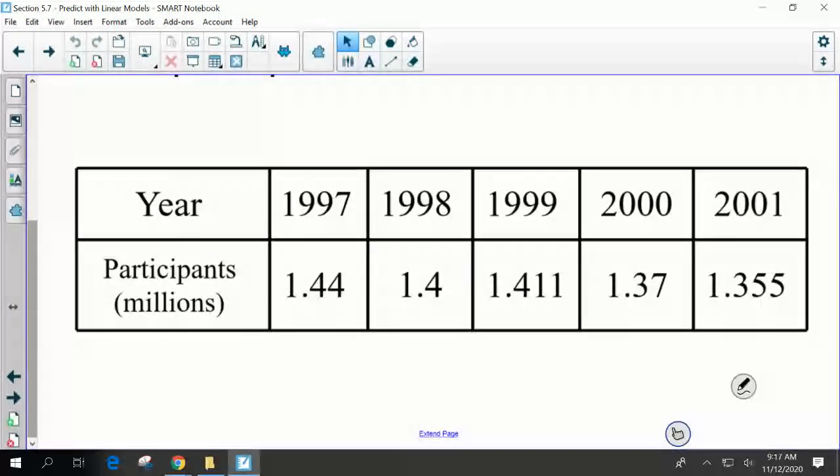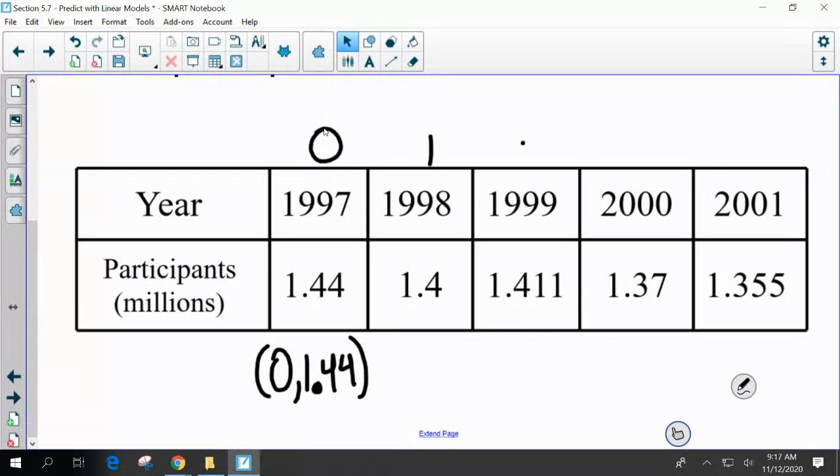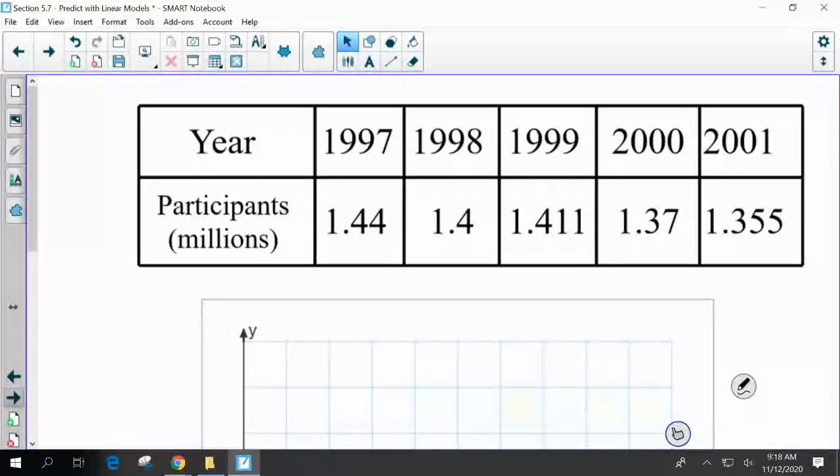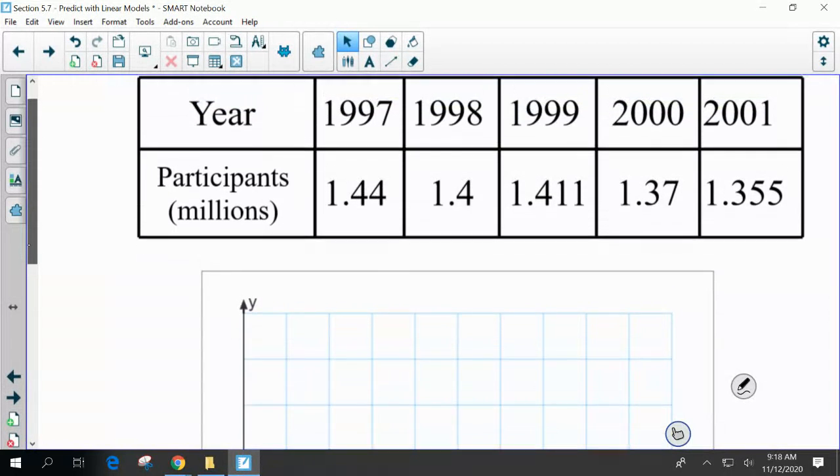So we are going to have our starting year as 1997. So if I were to graph this, it would be 0, 1.44. And then this would be 1, 2, 3, 4. Okay, so what we're going to do, you guys have a graph on there? Yes. Okay, so we are going to graph this. So again, 1997 is 0.